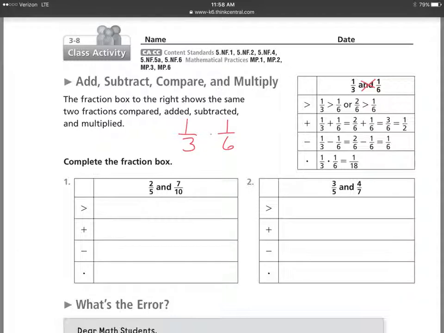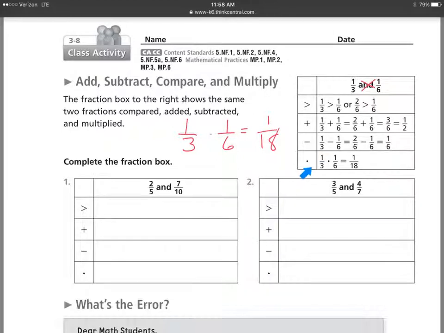And there is no way to simplify 1 and 3 or 1 and 6, so you try to cross cancel 1 and 6 and 3 and 1. Neither of those can be cross canceled because of the ones. The ones are prime numbers. You can't get any smaller than 1. So we just multiply straight across and get 1 over 18.